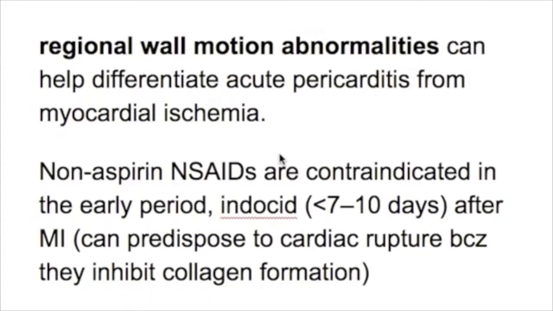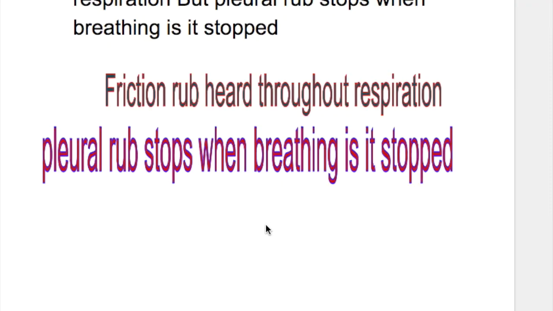So what is the importance of echocardiography in acute pericarditis? Regional wall motion abnormalities help to differentiate acute pericarditis from coronary artery disease and myocardial ischemia. How do you differentiate the frictional rub which appears in acute pericarditis from the pleural rub which occurs in pulmonary conditions or pleurisy? Frictional rub is heard throughout the respiration, whereas pleural rub stops when breathing is stopped.